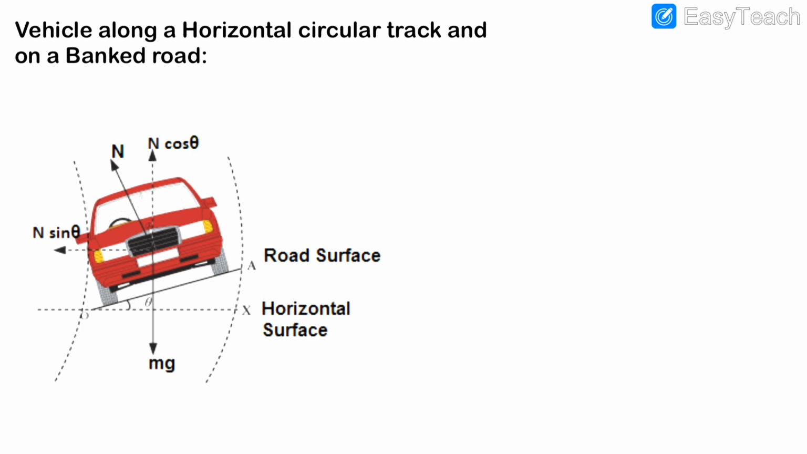In today's lecture, we are discussing applications of uniform circular motion. There are three applications of uniform circular motion. From those, we are taking two applications here. The first one is a vehicle along a horizontal circular track, and the second one is a vehicle on a banked road. In this image, both the surfaces are shown.